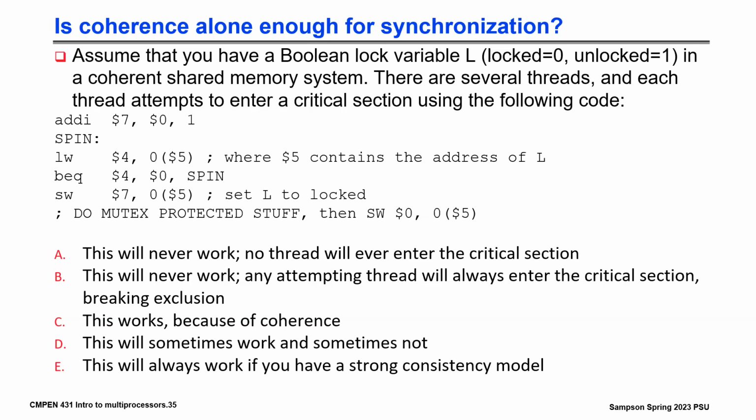It's not that it will never work. If it would never work, that would be easy. No, this is one of those sometimes problems. So it's not A. It's not B either, because if the other thing is in fact locked, it will spin, not continue going. Coherence does not fix this. Coherence just allows you to even agree what the value of L was at a single point in time.